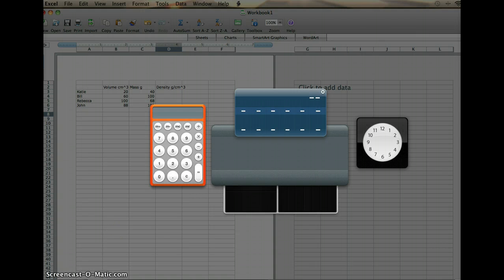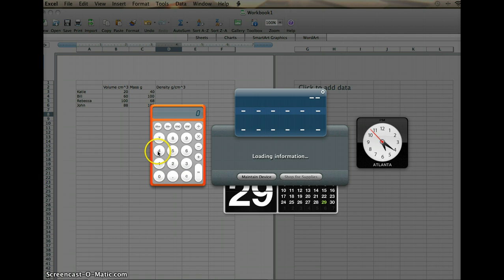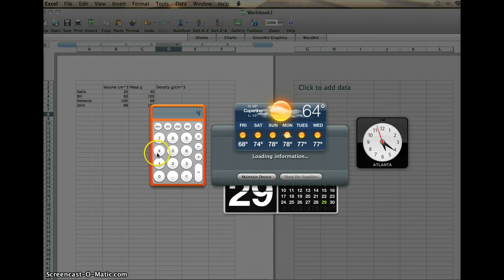We're just going to pull up a calculator, and for the first one, 40. This computer is going awfully slow today. 40 divided by 20. And that's going to give us 2 grams per centimeters cubed. Now we're going to do the next one, which is 100 divided by 60.